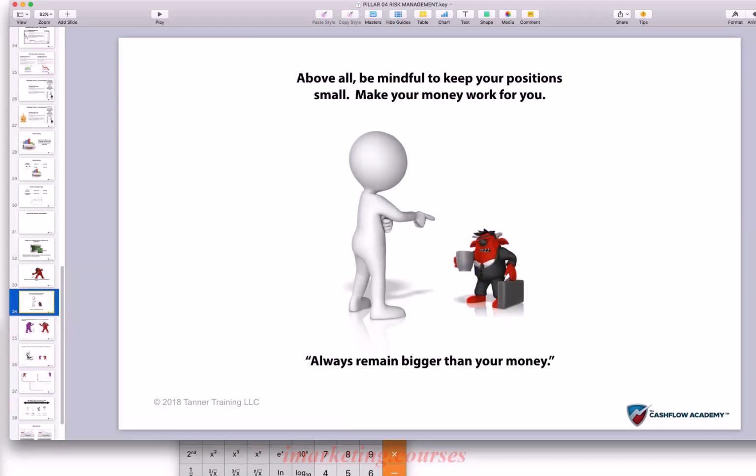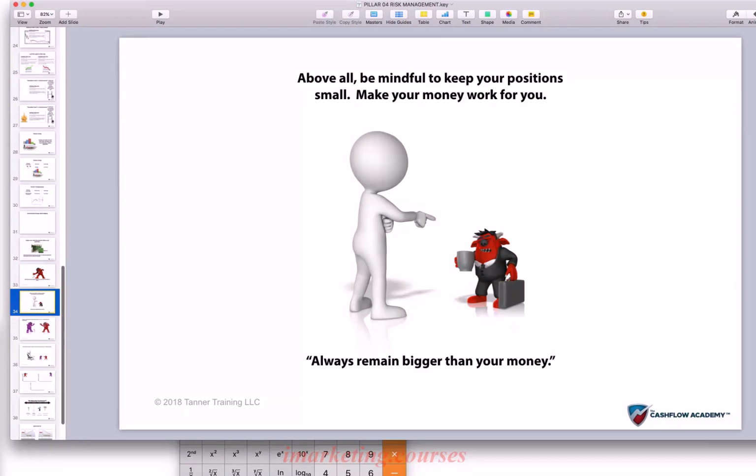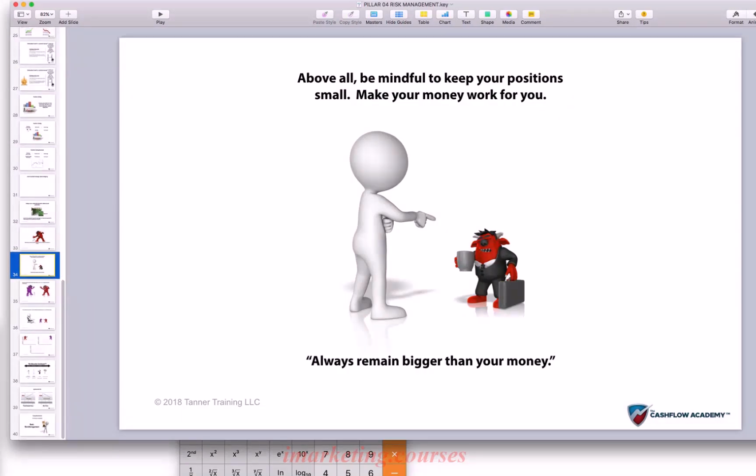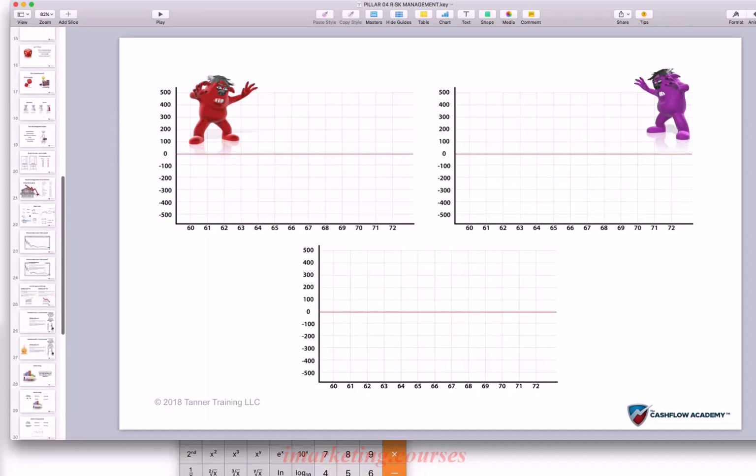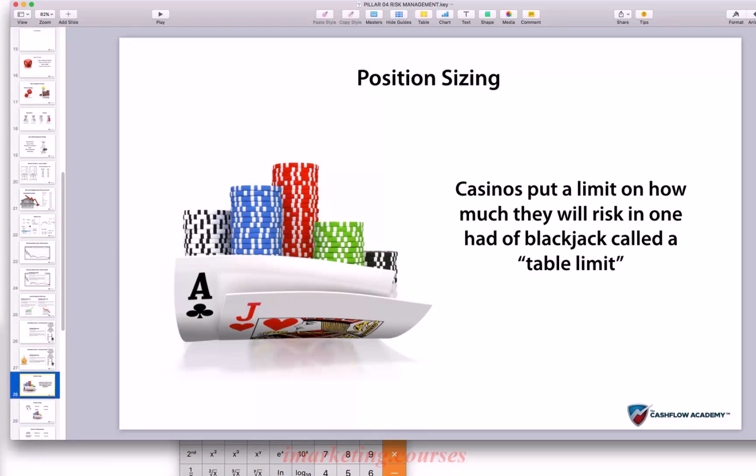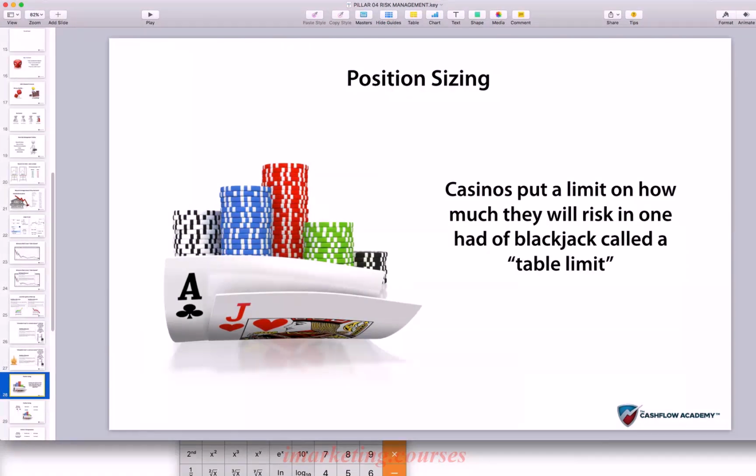Okay, let's talk about keeping this guy small here. And the way I think I'll go about this one, let me come up, is when you talk about position sizing, okay?